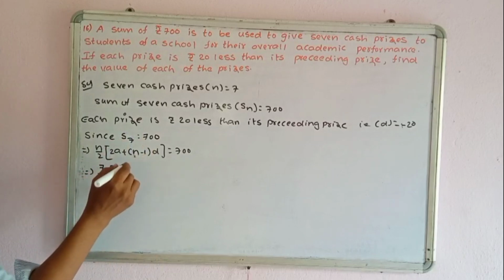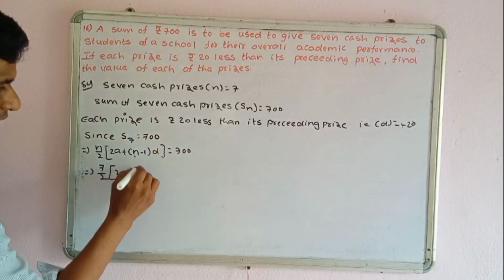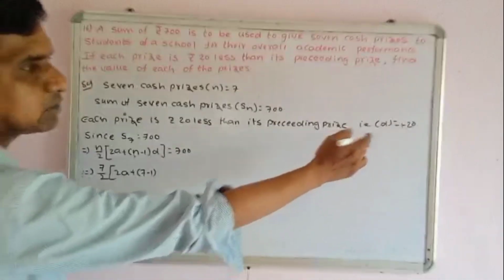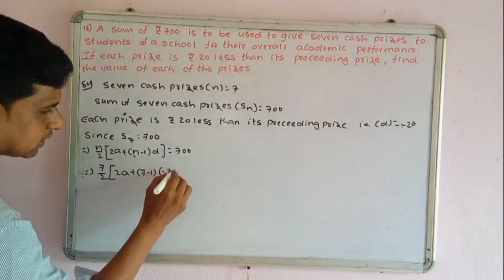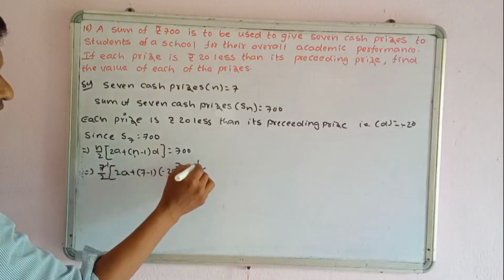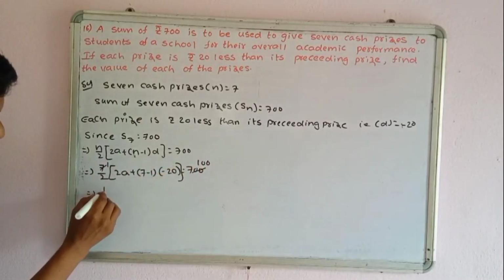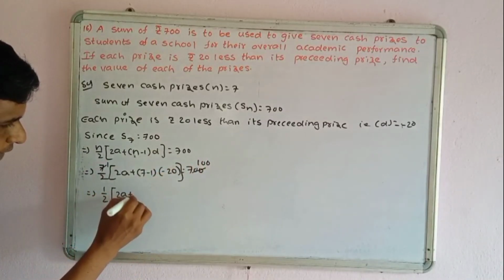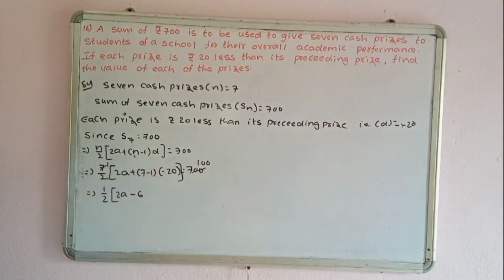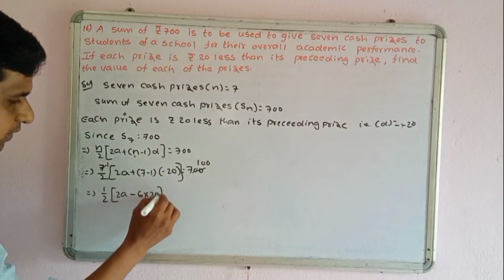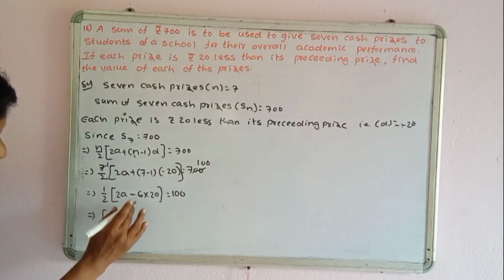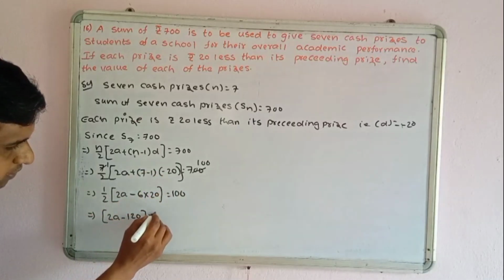7 by 2 into 2a, I don't know the value of a, plus n value 7 minus 1, d value minus 20, equals 700. Now see, 7 ones are 7, so 1 by 2 into 2a plus 7 minus 1 is 6. Plus into minus is minus, so minus 6 into 20 equals 100. So 2a minus 120 equals 100.